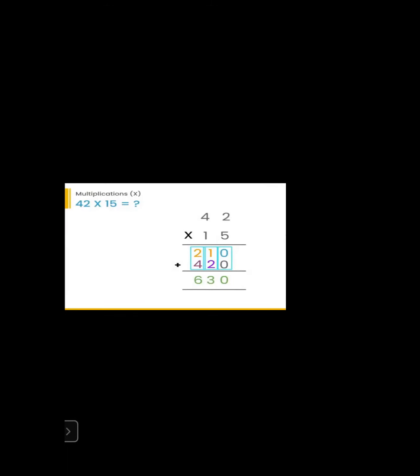Now, we have to sum up both values, that is 210 and 420. 0 plus 0 is 0, and 1 plus 2 is 3, 2 plus 4 is 6. Now the answer of 42 into 15 is 630.